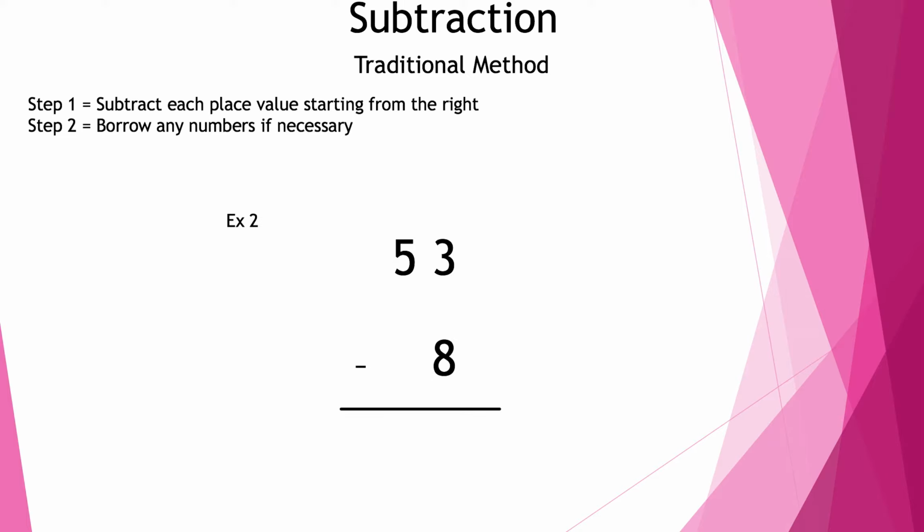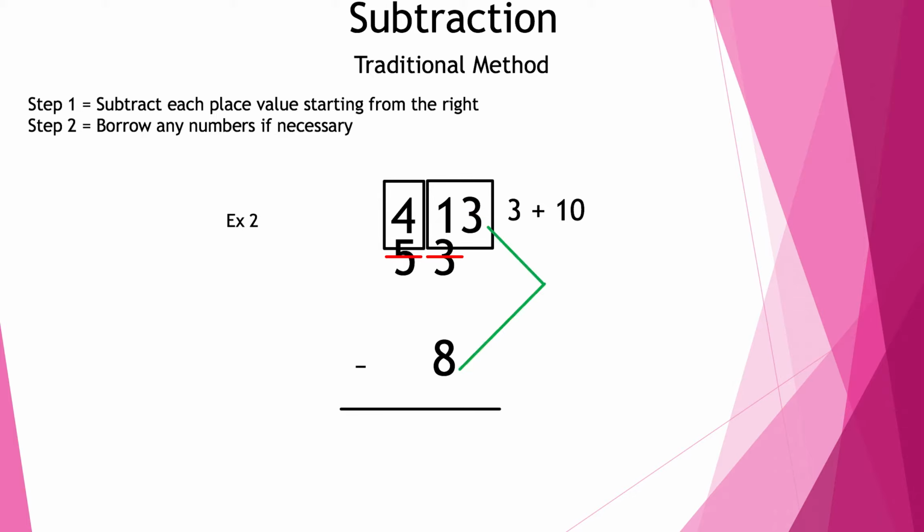Now let's take a look at this example. In this case, we do have to borrow because the 3 is smaller than the 8, so we have to take 1 from the 5 and change the 5 to a 4. Now we need to add 10 to the 3 to get 13. So we need to change the 3 to a 13. Now we subtract the 13 and 8, and we get 5. And then there's nothing below the 4, so you can just bring it straight down, and your answer is 45.